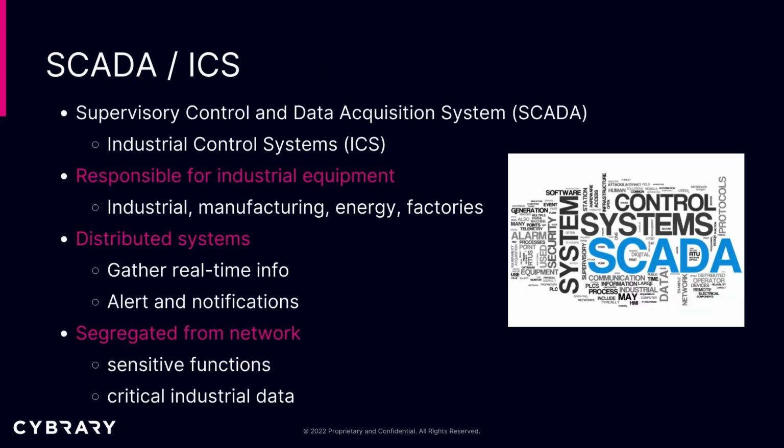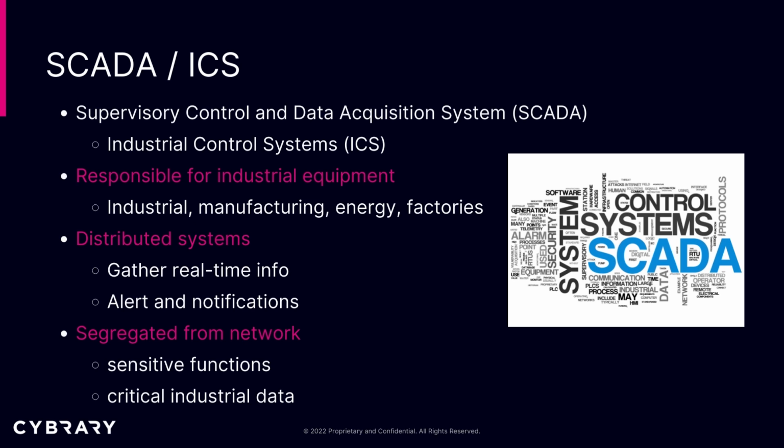Sometimes you may come across a SCADA or an ICS system, supervisory control and data acquisition system, SCADA, or an industrial control system. These systems are responsible for industrial type of equipment. You may find these in industrial, manufacturing, energy, or in factories. Basically, their job is to communicate with that industrial equipment and take real-life information that's critical to the organization, and feed it to the organization so they can see in real time the production or how the systems are performing. The business functions are critical based on the information that's coming from these computers.